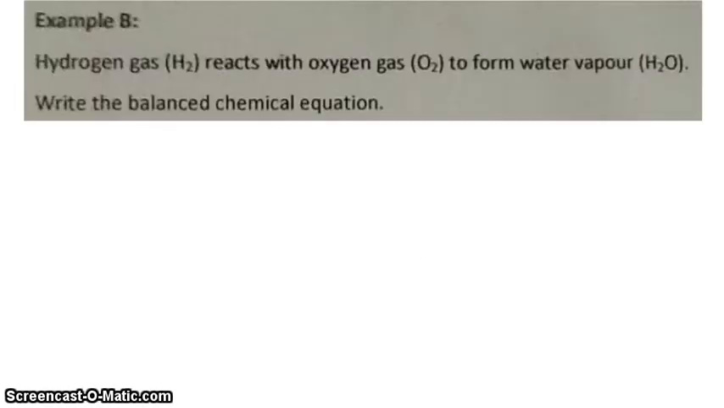In example B in your notes, it says hydrogen gas reacts with oxygen gas to form water vapor. Write the balanced chemical equation. The first step before writing the balanced chemical equation will be to write the word equation.